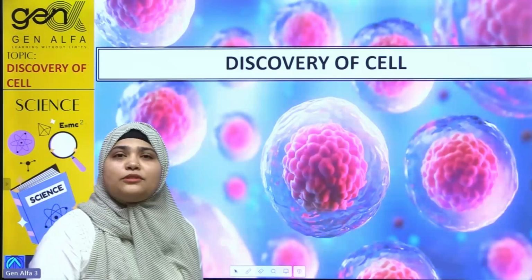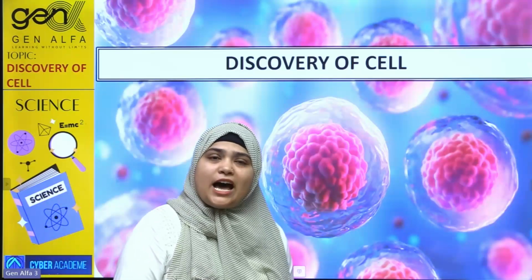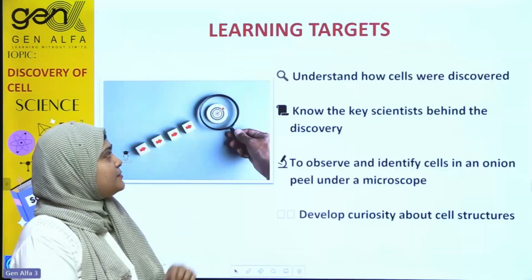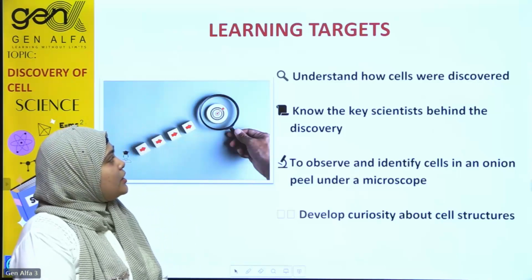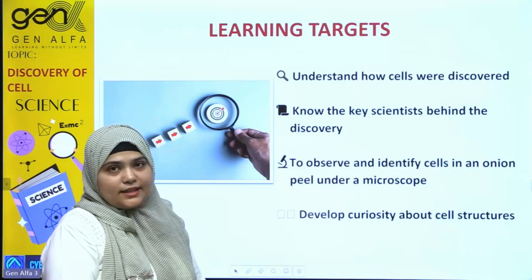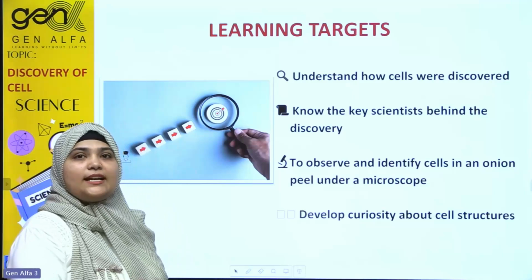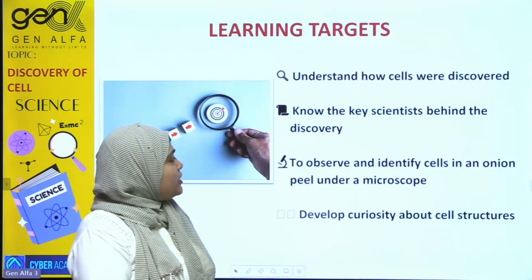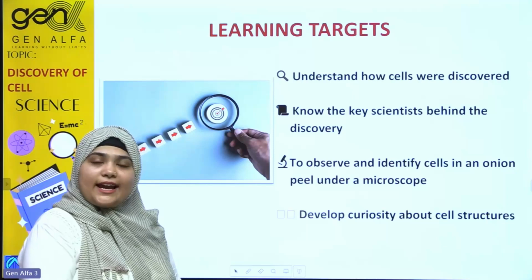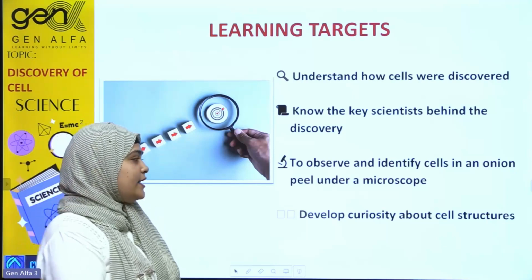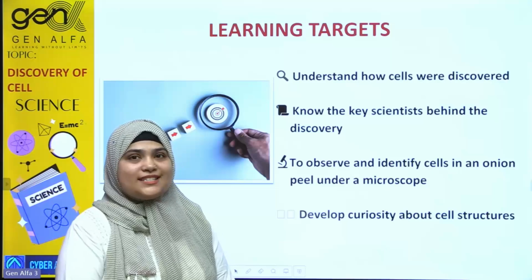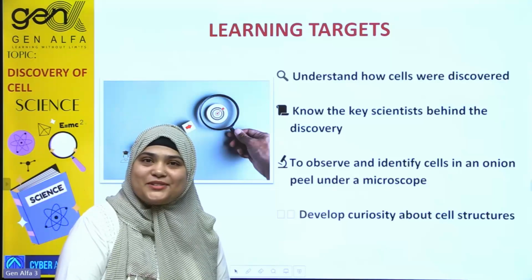Before we dive into the journey, I just want to have a look at the learning targets. Understand how cells were discovered. Know the key scientists behind the discovery. We will discuss the different scientists. And after that, we will observe and identify cells in an onion peel under a microscope and develop curiosity about cell structure. Are you ready, students?